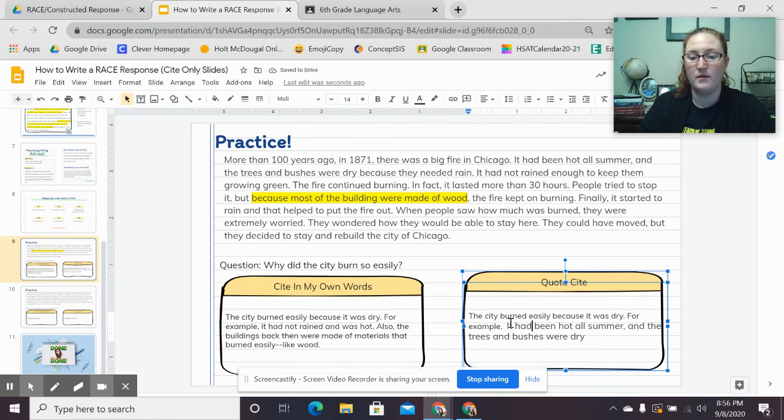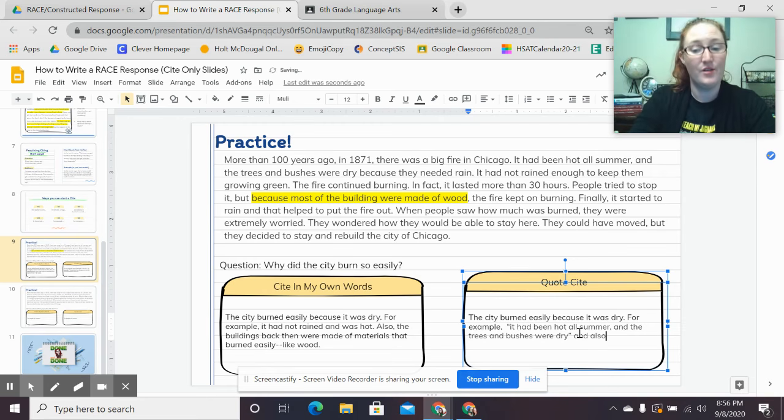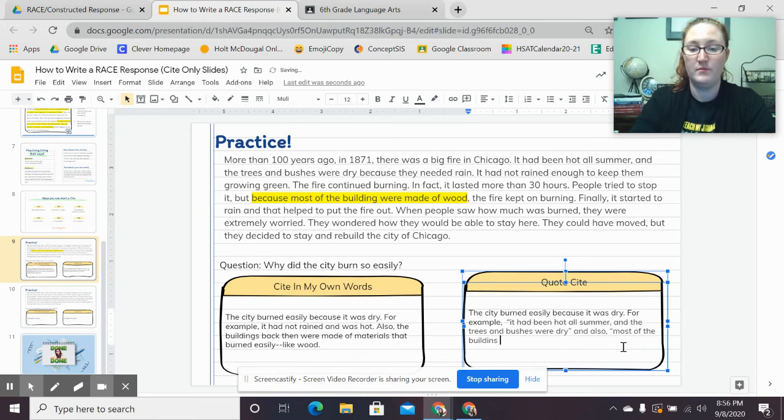Okay. Now I want to put my quotation marks around that so somebody would know that that was a quote, that it's not from me writing. I'm going to make this all the same size so it doesn't bother me. Okay. Now, what I'm going to do now is I'm just going to kind of connect the quotes. So I'm just going to say, and also, and now I'm going to put the next quote. I'm going to put most of the buildings were made of wood. Let's say buildings.